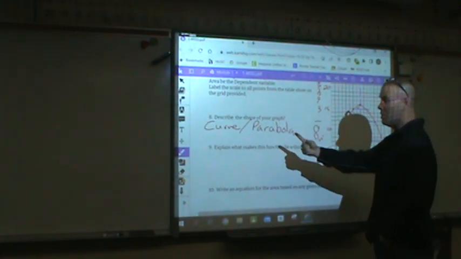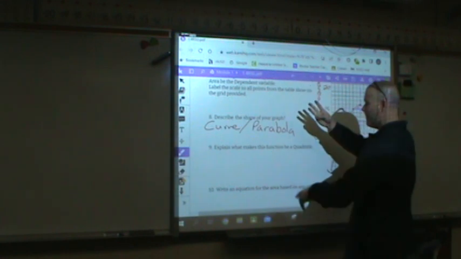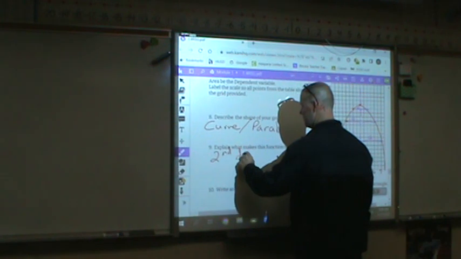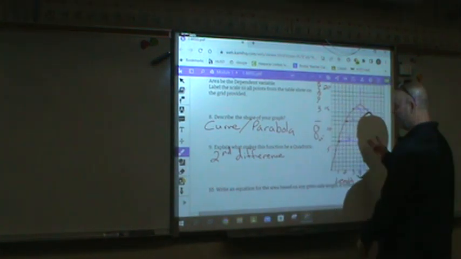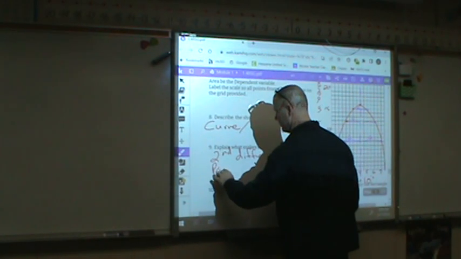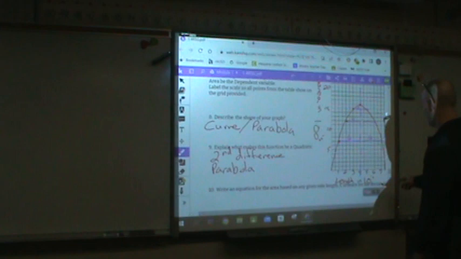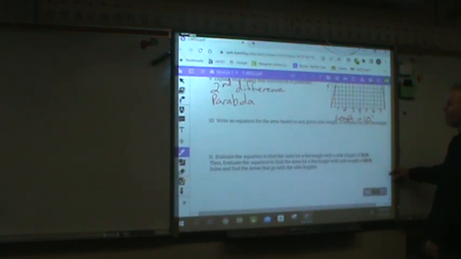Well, we're going to talk about a table, a graph, and an equation, because we did a table first. From the table, what makes it a quadratic? Second difference. From a graph, what makes it quadratic? The fact that it's a parabola, right? Now, from an equation, well, hey, we haven't written the equation yet. So, all right, so here's number 10.